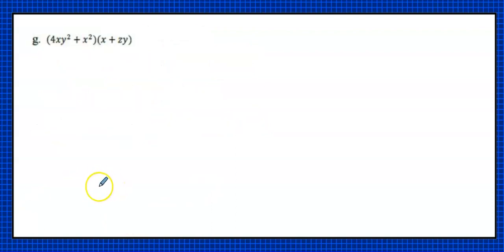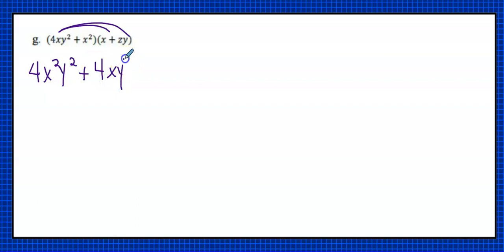Okay, this is 1G, and this is multiplication. There's no plus or minus in between the parentheses, so this is 2 binomials multiplied times each other, so we're just going to distribute each one in. So we're going to distribute the 4xy squared first. 4xy squared times x is 4x squared y squared. 4xy squared times zy, and this is going to be plus 4xy cubed z.